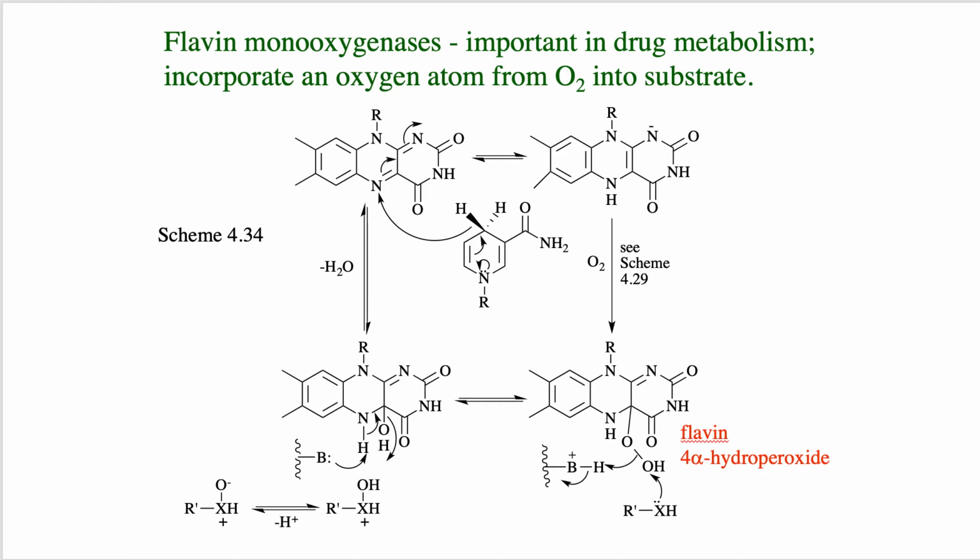When oxygens are incorporated into your substrate, this generally helps your substrate become more polar and more water soluble. Remember, if your drug is really water soluble, it's not going to want to go to its target. It stays in the bloodstream, goes to the kidneys, and is excreted through the urine. So that's why it's important: if a drug can get oxidized by a flavin monooxygenase, it is a way that drugs can get metabolized and directed towards excretion.